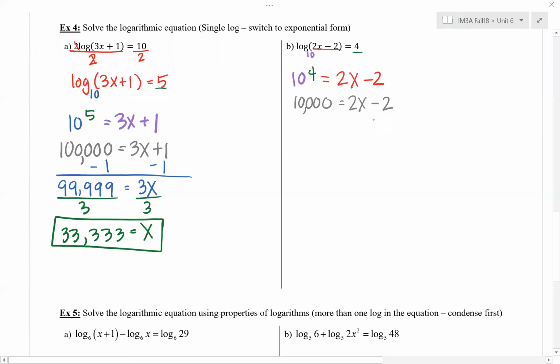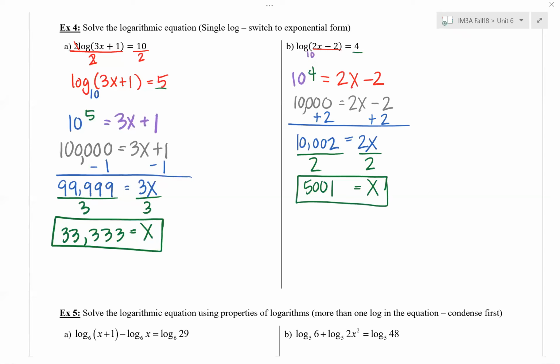So to solve for x, we're going to add 2 to both sides, which gives us 10,002 equals 2x. And then we want to divide both sides by 2. And so x equals 10,002 divided by 2, which is 5,001. Okay, so this is when we have a single log and it's equal to some kind of number or expression. When we have that, that's our process.